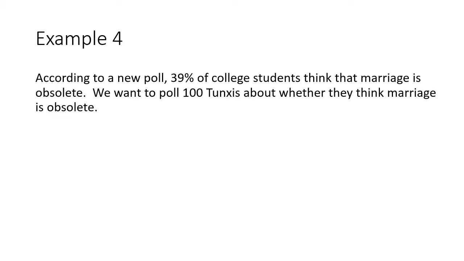So let's take a look. So according to a new poll, 39% of college students think that marriage is obsolete. I want to poll 100 Tunxis students about whether they think marriage is obsolete. So the first thing I should probably do before I even answer any questions is try to make sure I've taken all the data possible out of this problem, which would mean in this case, my sample size and my population proportion. So my sample size is 100, 39% of college students. Well, again, I got to convert that to a decimal, so 0.39. So my proportion is 0.39. And now I can start answering some questions.